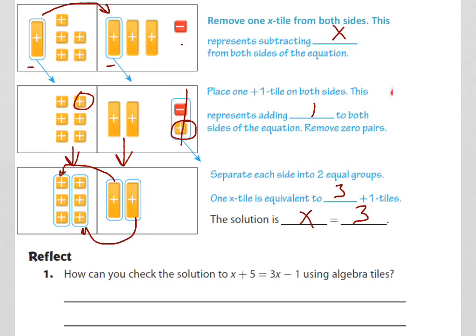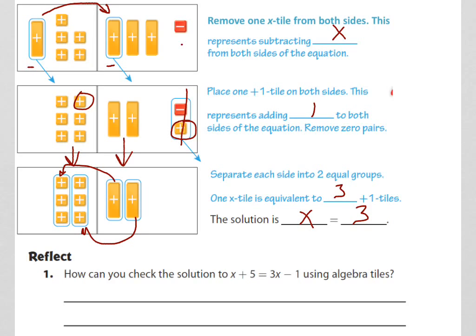Okay, so it's really straightforward dealing with those tiles, but just remember that in order to get the variable tiles alone on one side, you have to create a zero pair by doing whatever the inverse is of the equation.